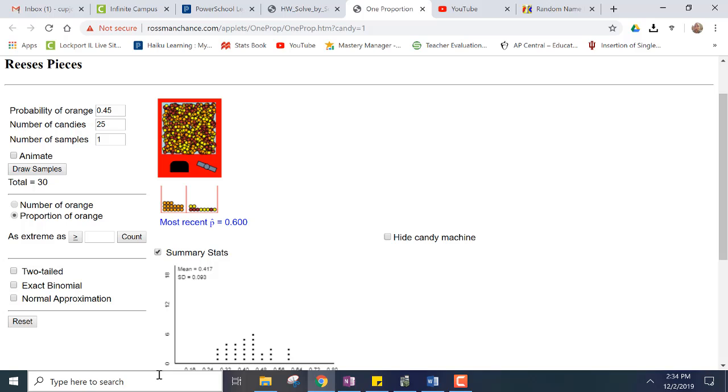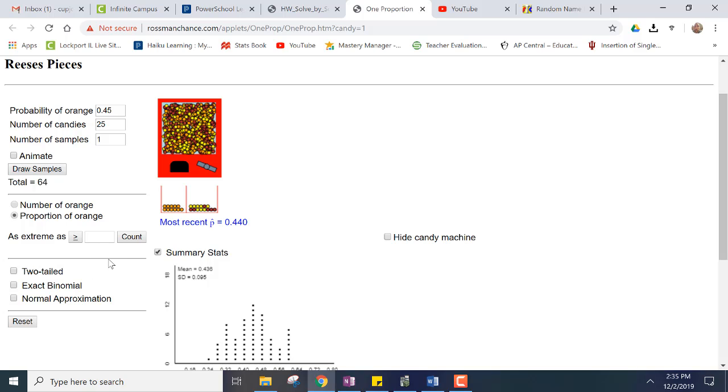All right. We have a mean here of 0.417, standard deviation of 0.093. So 0.093 is not very far apart. The data is pretty close to each other. And the mean is 0.417. We're talking about the orange ones, and it should be 0.45, so that's not bad either. As we take more and more samples, our mean gets closer and closer. It'll take a while, but it could get to 0.45.